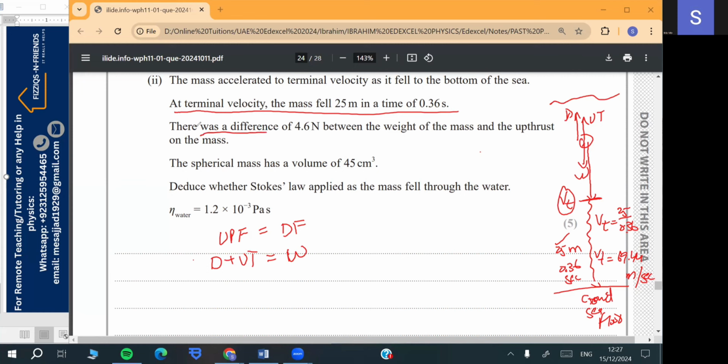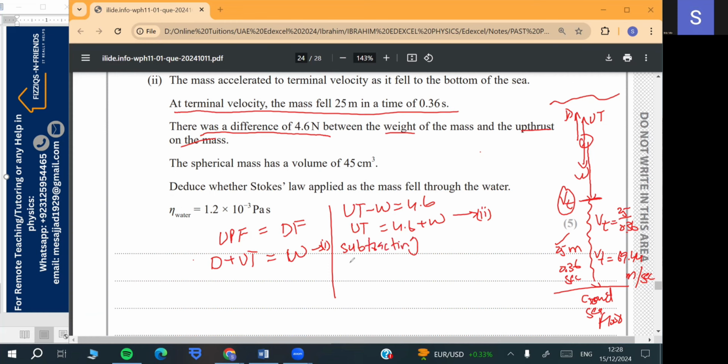You see, there was a difference of 4.6 Newton between the weight and the upthrust. So you can say that the upthrust and weight have a difference of 4.6. You can write it like this: upthrust minus weight equals 4.6. From there you get U equals 4.6 plus W. Now this is your equation number 2. This is your equation number 1. You need to subtract one from the other.